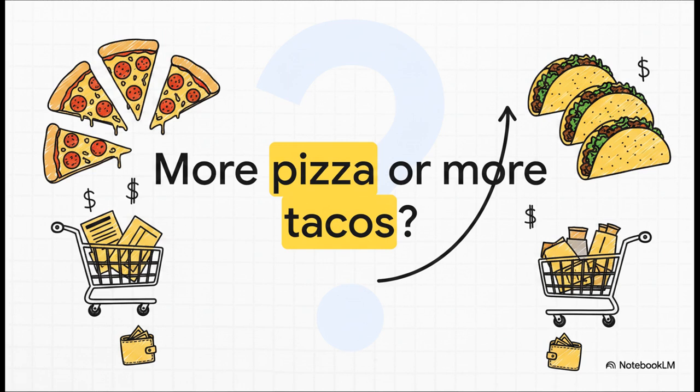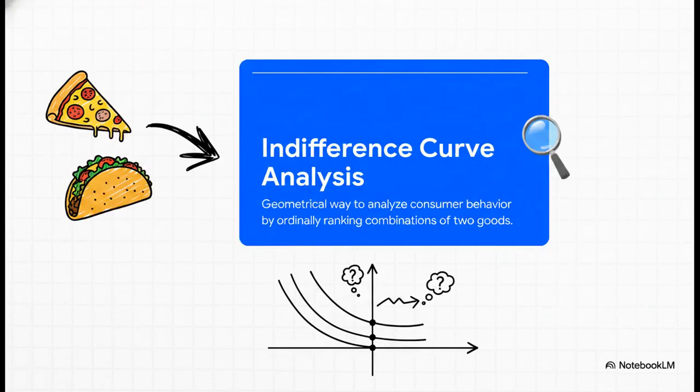And believe it or not, economists actually have a very specific visual way of mapping out this exact grocery store dilemma. According to our source material by Bubu Sensawa, this whole concept is formally known as indifference curve analysis. It's basically a geometrical approach to analyzing consumer behavior, propounded by economists Hicks and Allen. Now, the source notes that this measures utility ordinally. Let's translate that academic jargon, shall we?